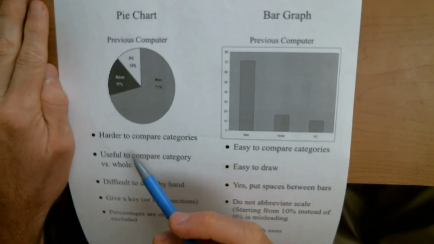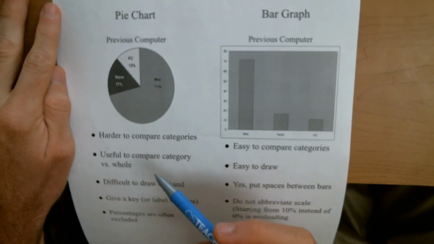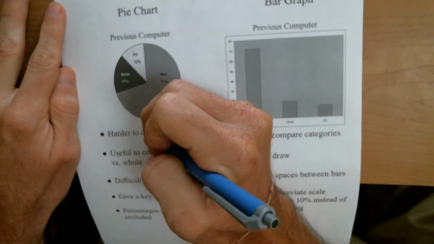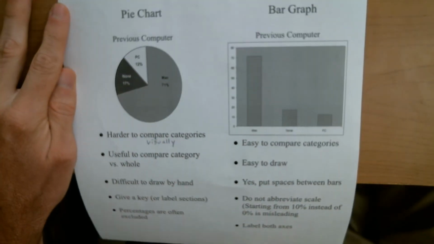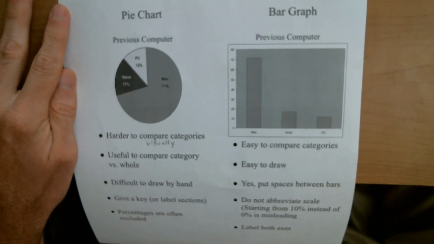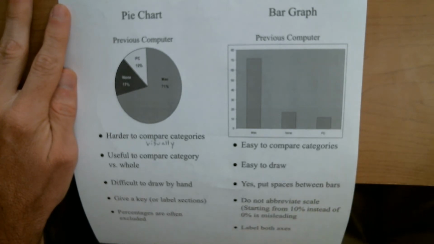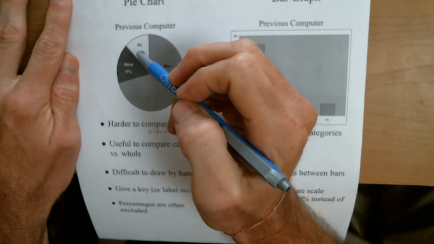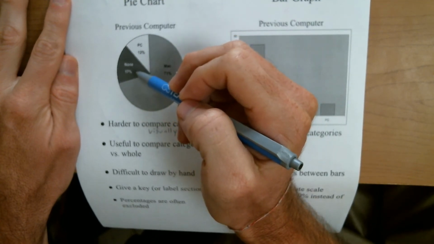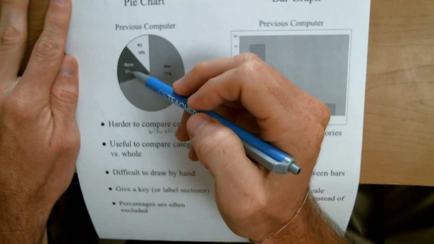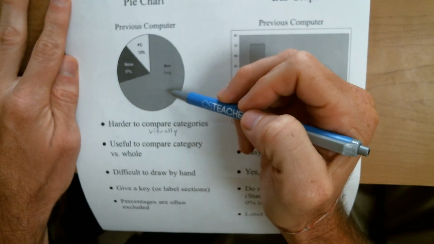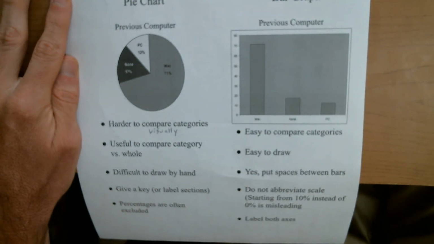So a pie chart makes it difficult to compare categories, and I'm going to add visually, because you can always put the numbers on it, and then the numbers make it easier to compare. But visually, it can be hard to compare categories. It can be hard to look at this wedge and this wedge and understand just how much bigger one is than the other. It makes it very hard to compare categories visually.